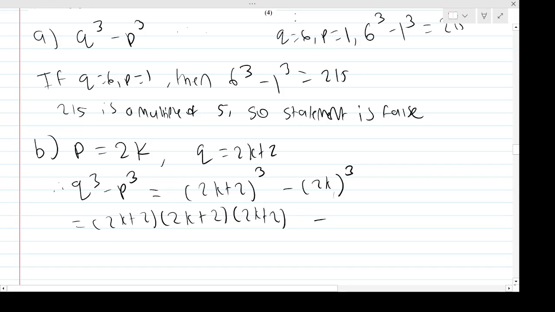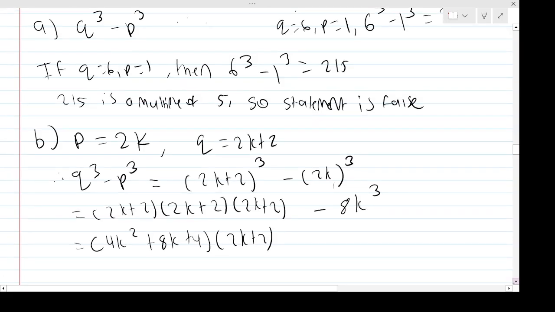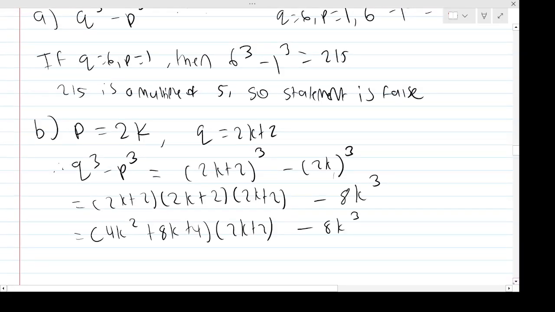Take away, and I can expand this quite easily. 2k all cubed is 8k cubed. So if we expand this, the first two brackets would be 4k squared, and 2k times 2 is 4k, another 4k would be 8k, then 2 times 2 is plus 4, times by 2k plus 2, the other bracket, and then that's also take away the 8k cubed.